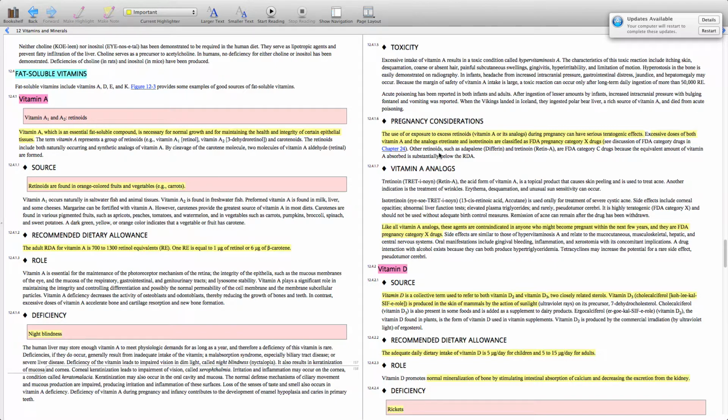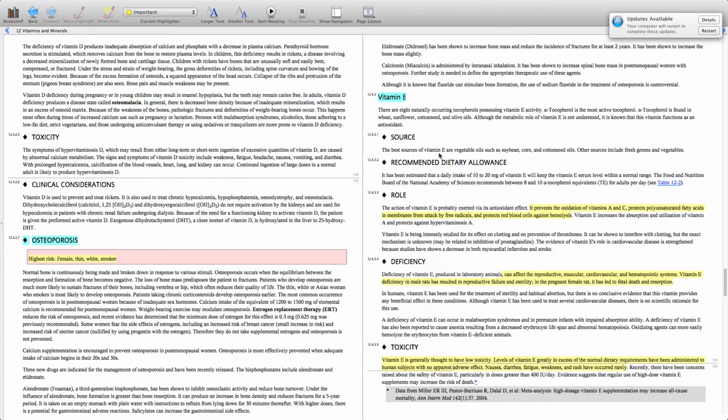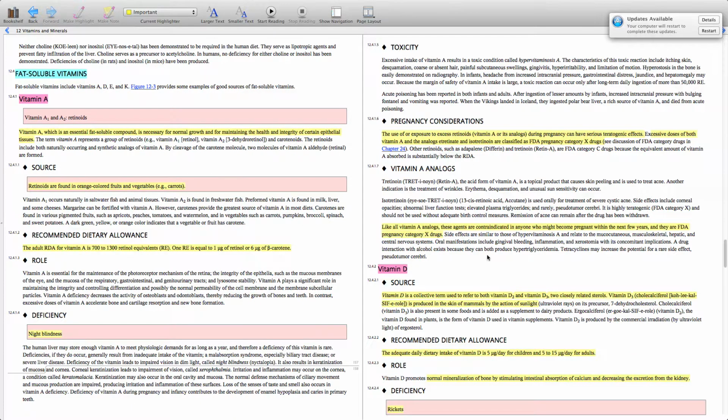Vitamin D. We all know this has been a very important vitamin for people to take, especially people with osteoporosis, because it helps with the absorption of calcium. We often get it from sunlight, but there are also over-the-counter and prescription doses of vitamin D. Right down here, the role is what you want to know. Deficiency is rickets.